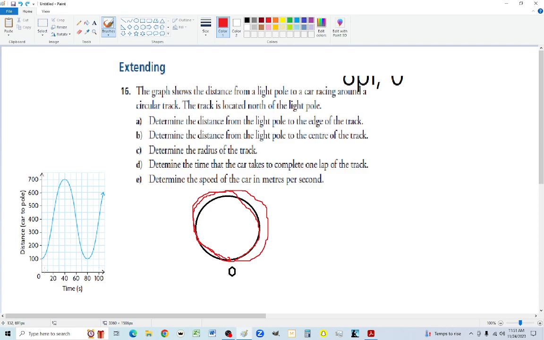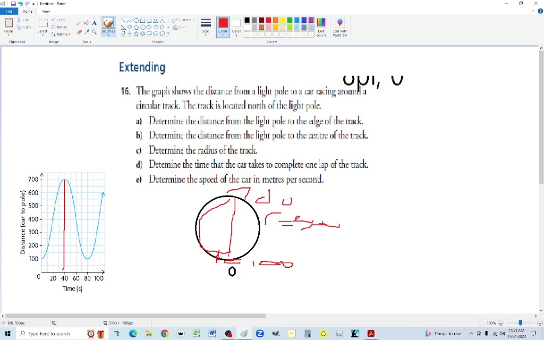So if this line here represents the pole, the car is 100 meters from the pole when it's at the closest, right here. And then as it gets to the furthest point over here, 40 seconds later, it's 700 meters. So it goes from 100 meters away to 700, which tells me that this circle has a diameter of 600 and a radius, which is mostly related to the things we're dealing with, of 300. That's going to be very important.